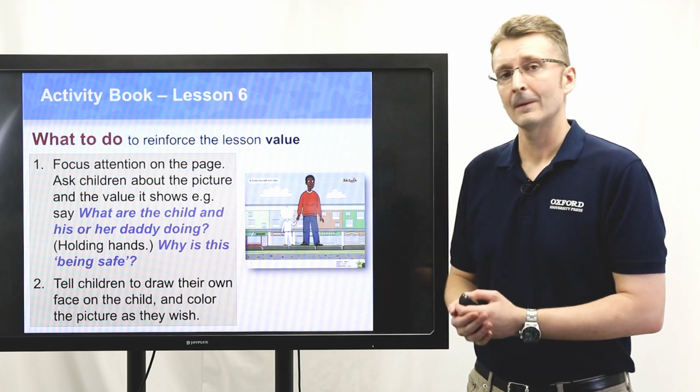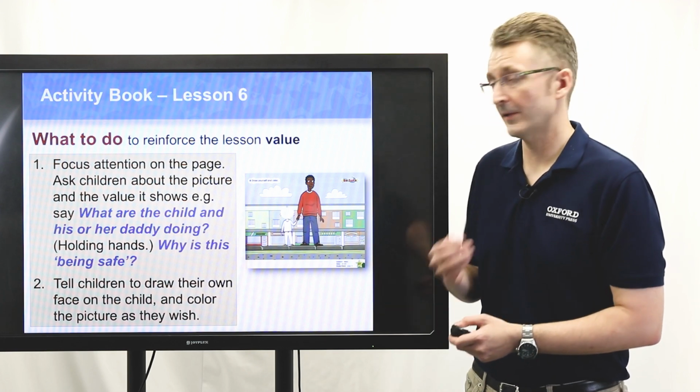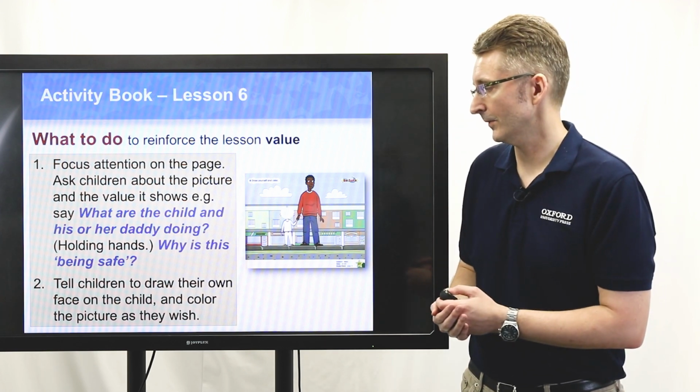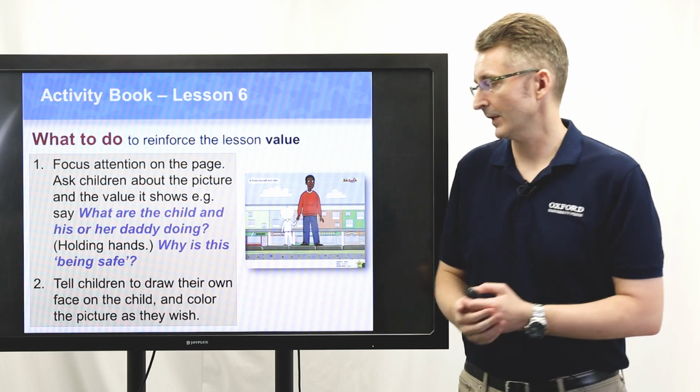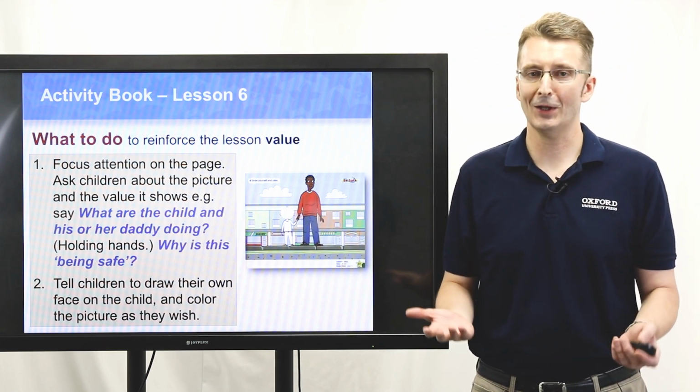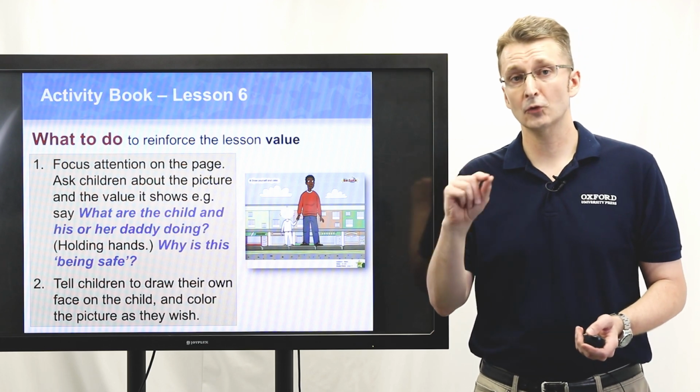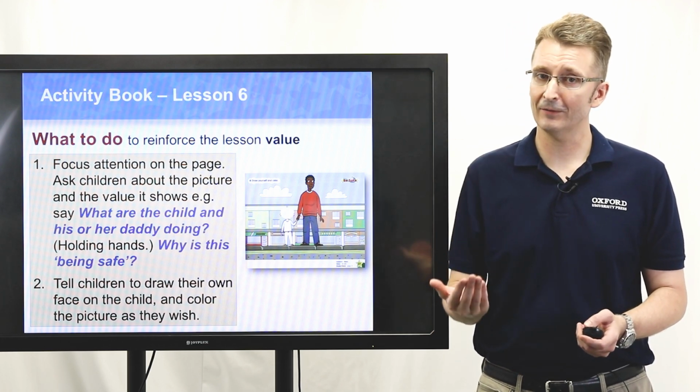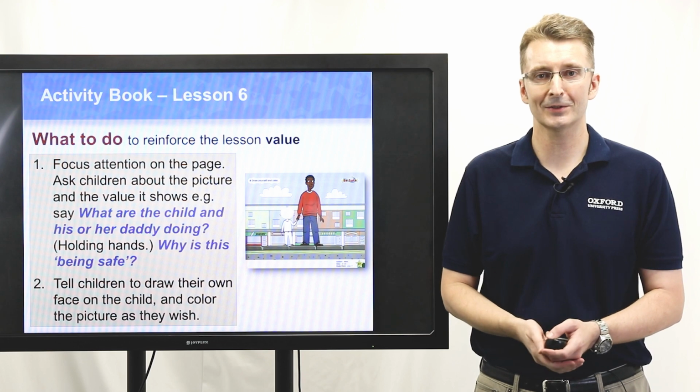Step 2, tell the children to draw their own faces on the child and then colour in the child's clothes, the rest of the picture, however they like. And as children are drawing, remember, this is where they are developing their fine motor skills.